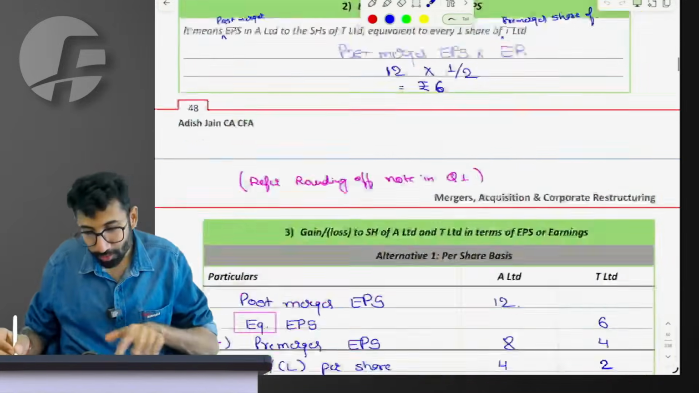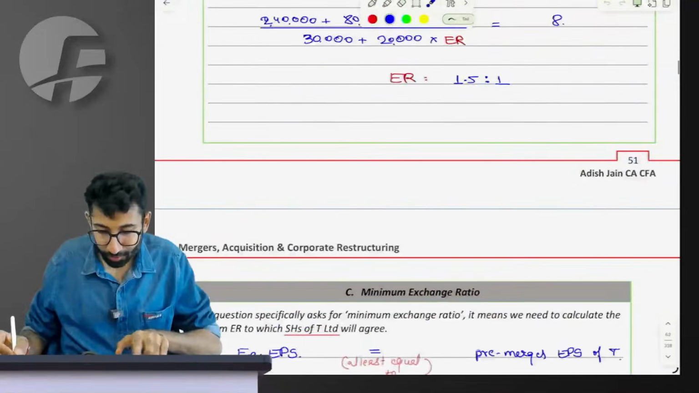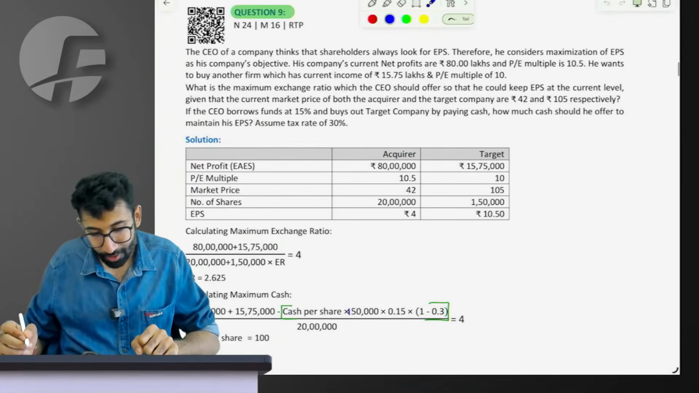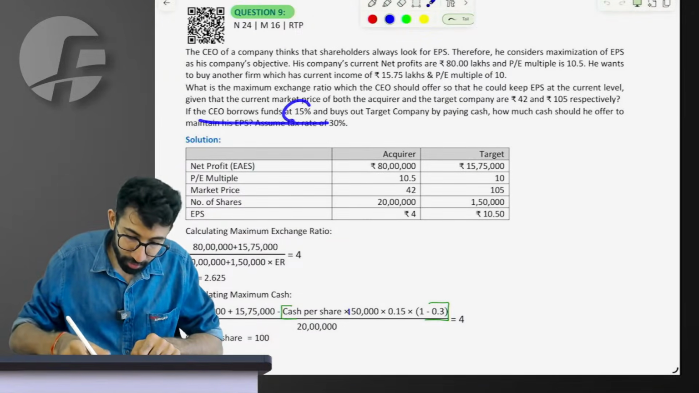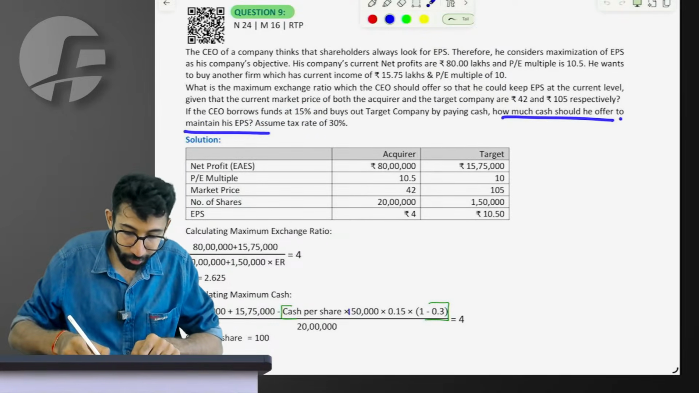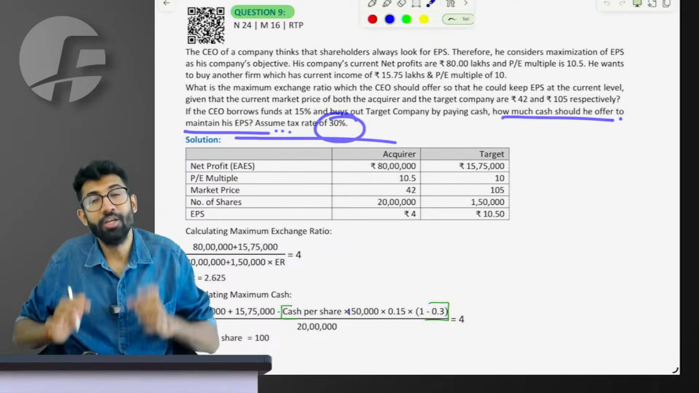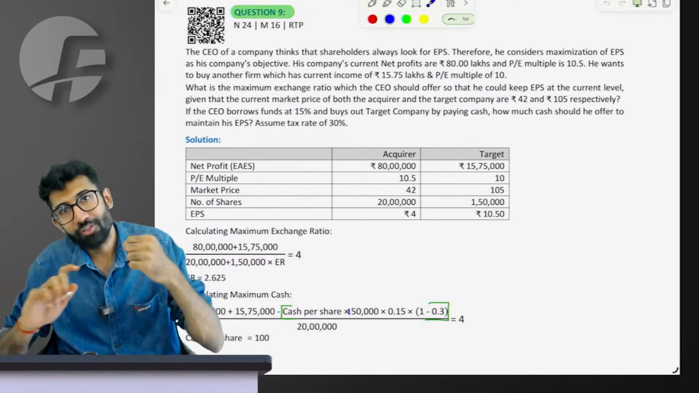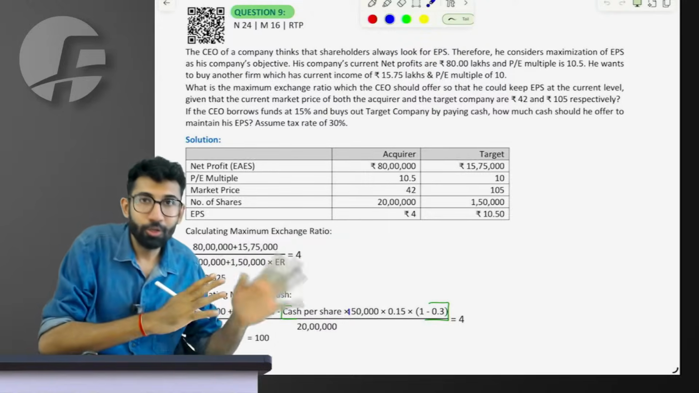So now let's go to the section of cash deal. Which was the section of cash deal? Sir, this is what the cash deal was, right? Cool, fine. So what it says, if the CEO borrows the fund at the rate of 15% and pays cash, how much cash should he offer to maintain EPS, tax rate 30%? How much is the maximum amount of cash I can afford to pay to you? Such a cash that my post-merger EPS is equal to pre-merger EPS.